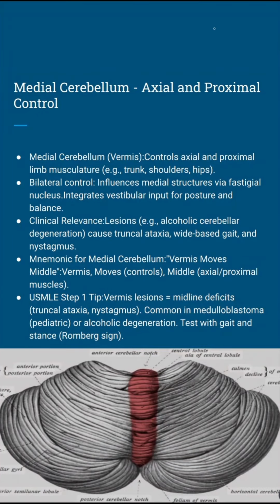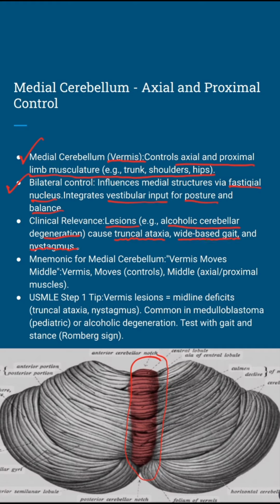In this slide, let's focus on the medial cerebellum, specifically the vermis, shown in red on this sagittal view. The vermis controls axial and proximal limb musculature like the trunk, shoulder, and hips. With bilateral influence via the fastigial nucleus, it integrates vestibular input to keep you balanced and upright. For Step 1, lesions here, often from alcoholic cerebellar degeneration or medulloblastoma, cause truncal ataxia, wide-based gait, and nystagmus.